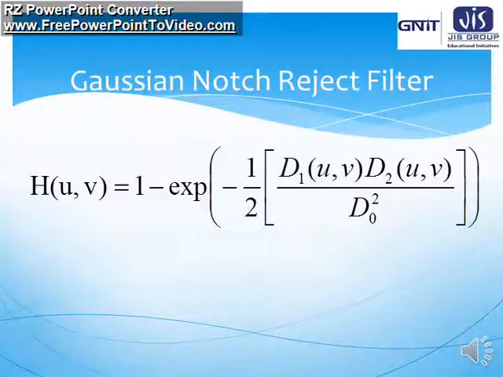If we move forward to the next slide, we can have the Gaussian notch reject filter, which is also given as H(u,v) is equal to 1 minus exponential of minus half D1(u,v) multiplied by D2(u,v) divided by D0 square.